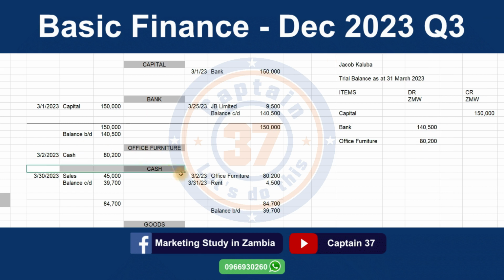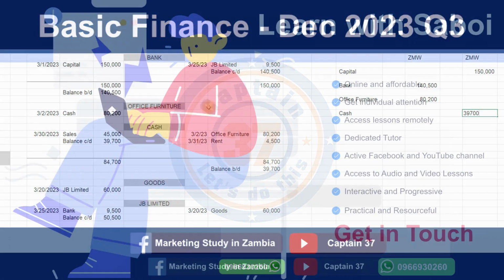Next, it is cash. This one, cash, and you see the balance brought down is on the right side. So we're going to write cash. Okay, cash. This is a credit entry. It's on the right side, so it's a credit. Cash, in this particular case, it's a credit. So cash amounting to how much? Cash amounting to 39700. This one here. 39700.